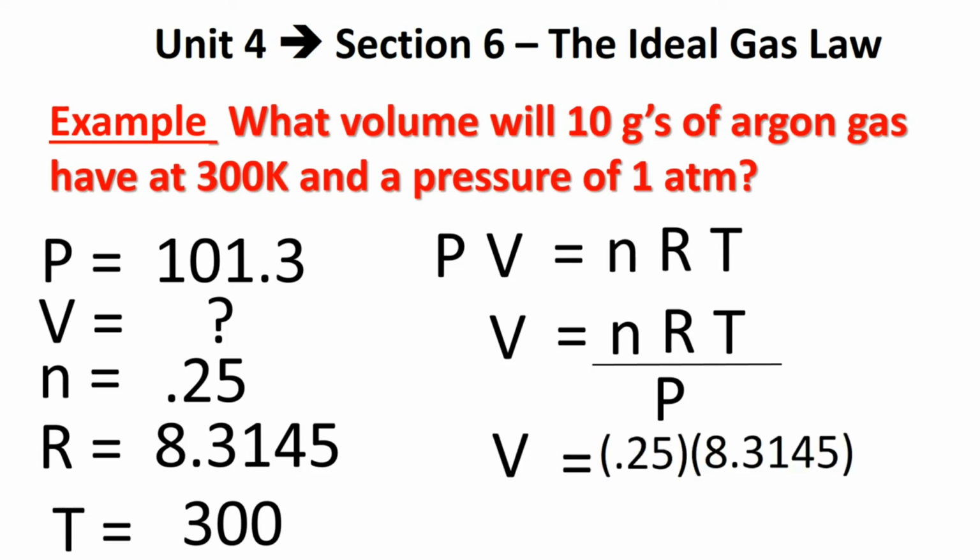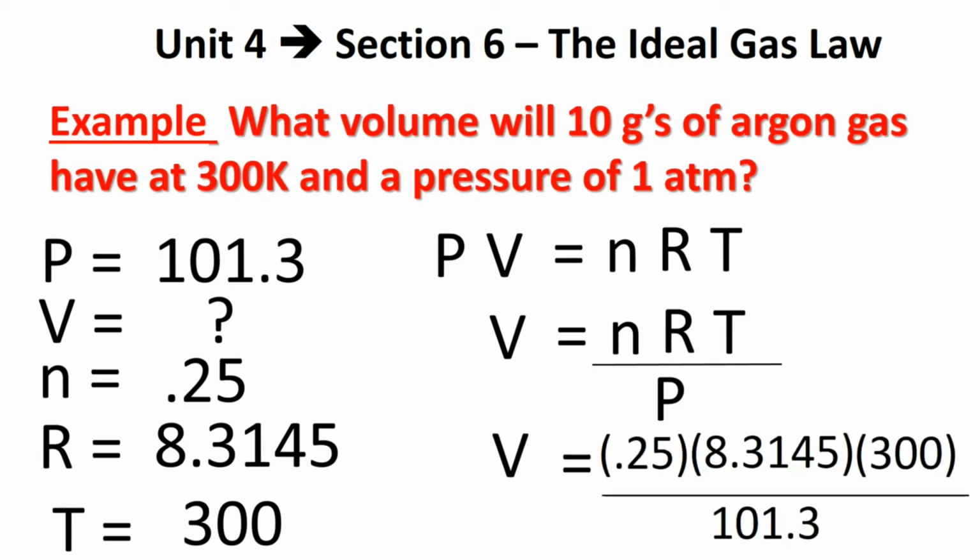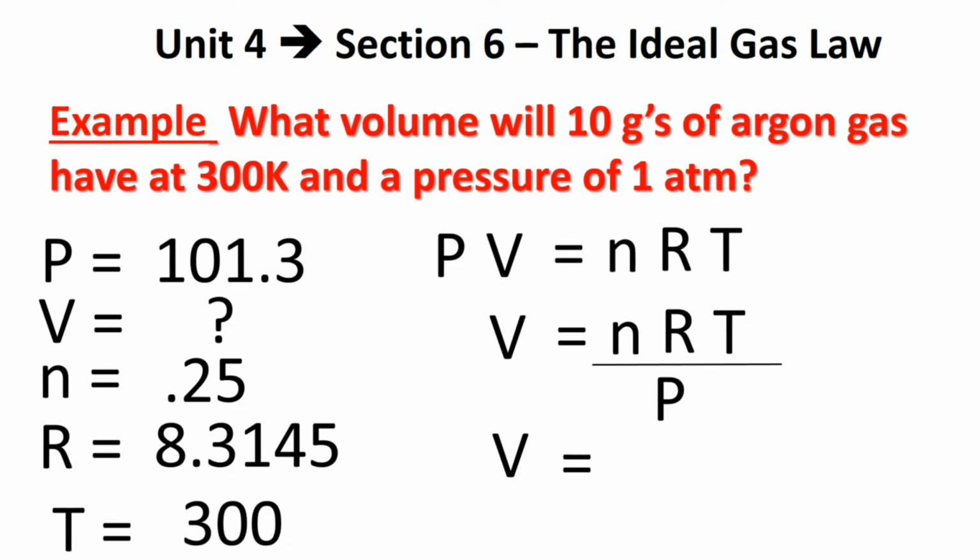And now it's just a matter of plugging in the numbers that we have written down. 0.25, 8.3145, 300, and divide that by 101.3. So if you grab your calculators here and type it all in, you should get 6.155, and so on. I rounded it here a little bit. Now I guess the question is, what would the units of this volume be? Well, let's not forget here that our gas constant was derived using liters. So that means our answer is in liters.